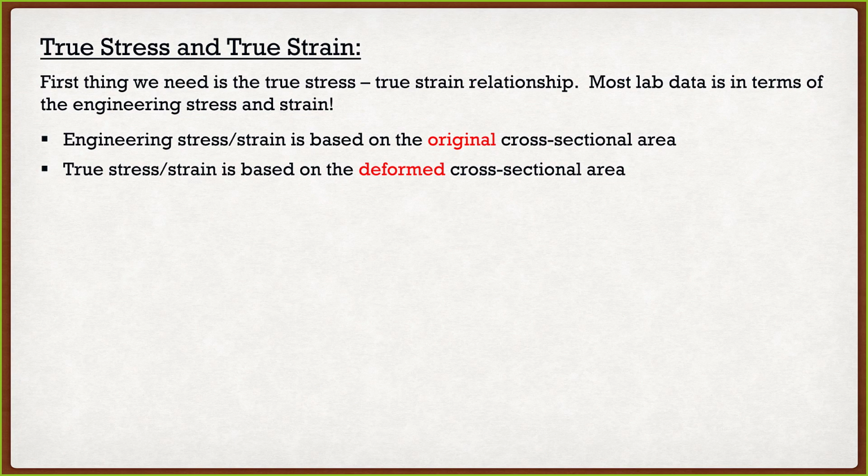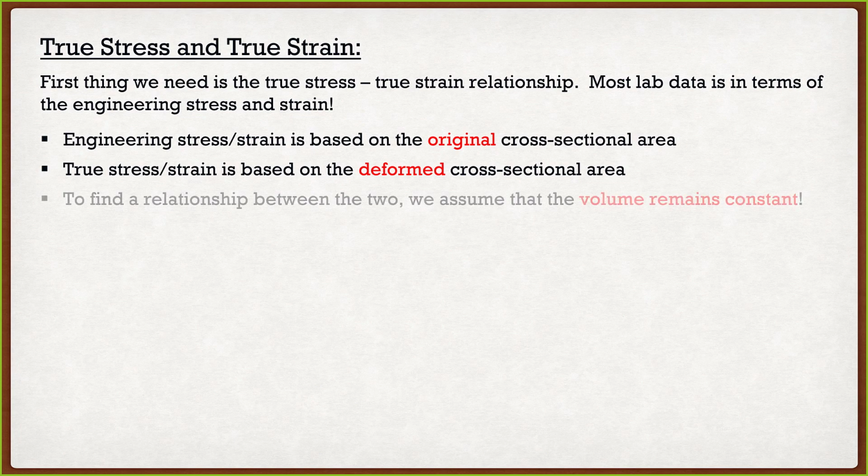Maybe not. That's okay. So to actually create that equation, we have to find a relationship between the original cross-sectional area and the deformed cross-sectional area. How do we do that? Well, we assume that the volume of our bar, or whatever we're testing, remains constant. Now, for metals, this is perfectly fine. A lot of experimental data has shown that this is a very reasonable assumption. So this is kind of experimentally backed.